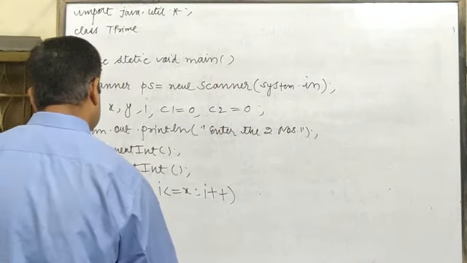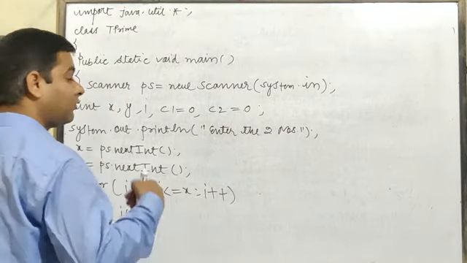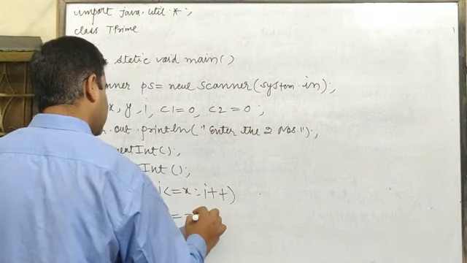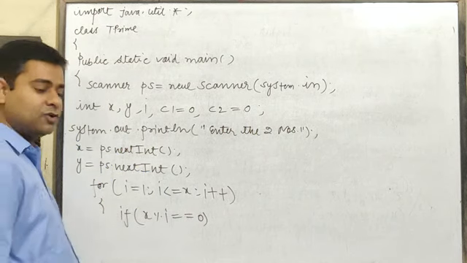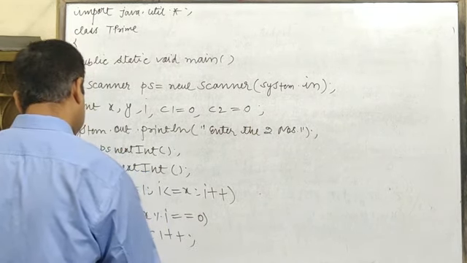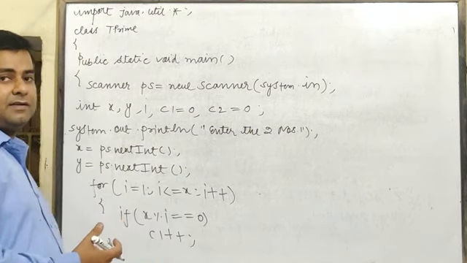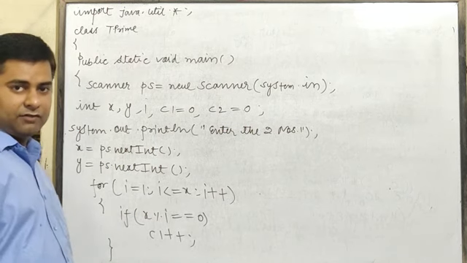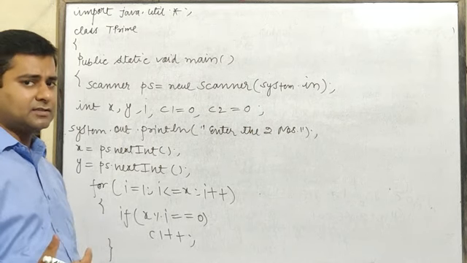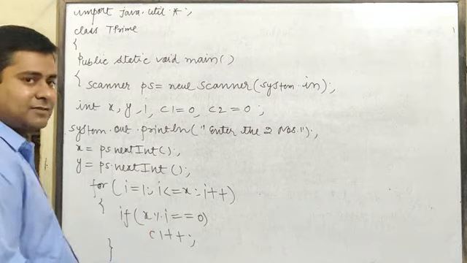Here we will write the condition of a factor, how to check and find a factor. So if x modulus i equals 0, it will count the factor, that is c1 plus plus. Last time I explained this concept, and my video lecture is already there. You can see how it calculates and counts the number of factors. Once again I am explaining it today.